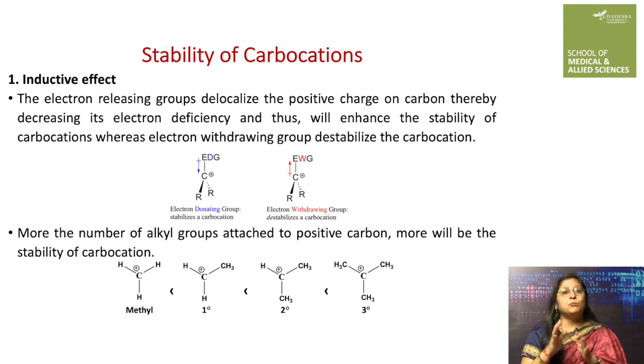Secondly, the more the number of alkyl groups attached to positive carbon, the more will be the stability of carbocation. Thus, tertiary carbocations are more stable than secondary, which are more stable than primary, and methyl carbocation is the least stable.